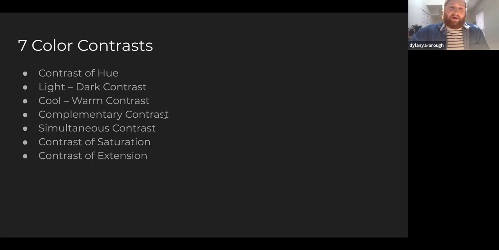And then contrast of saturation, which if you're not familiar with saturation, that just basically means the dullness or vividness of a color. This relates to the degree of the purity of the color. So it's a contrast between pure, intense colors and dull, diluted colors. So even just having different shades or different versions of green is going to create contrast if one version of that green is dull and then the other version of that green is very vivid and pure.